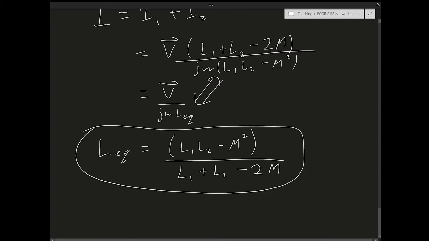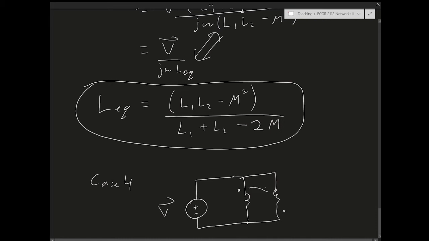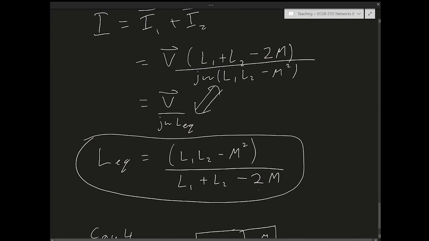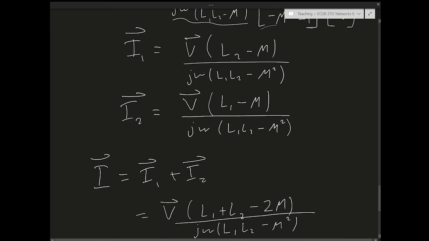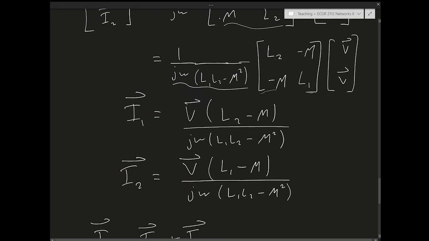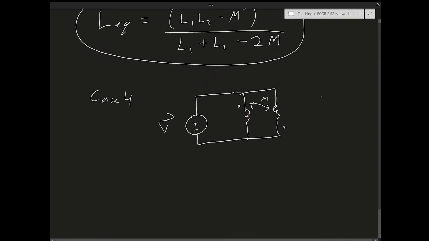Of course, what's case number 4? Case number 4 is the same, only now the dots are inverted like this. So we don't even need to solve this. Why don't we need to solve this? Because this just requires us to make M negative. This is going to be the same thing. Let me show you why.